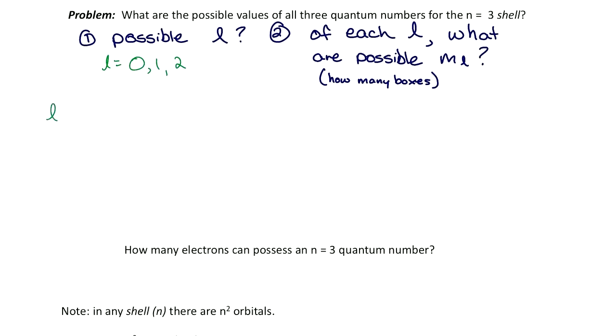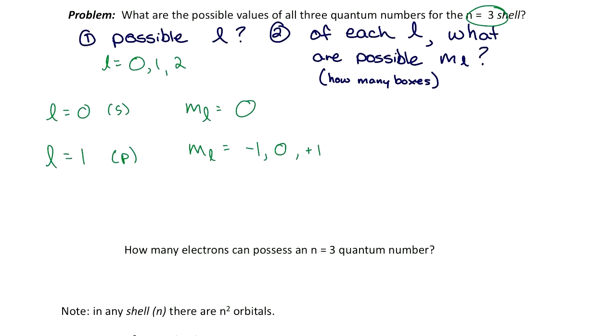So for an L of 0, we call that an s orbital, right? What are the possible ML's for an L of 0? Just 0, that's it. And then if we move on to L of 1, because that's possible for this n equals 3 electron, we call this a p orbital. The possible orientations for a p orbital are going to be -1, 0, +1. That's where we get the 3 boxes for a p orbital.